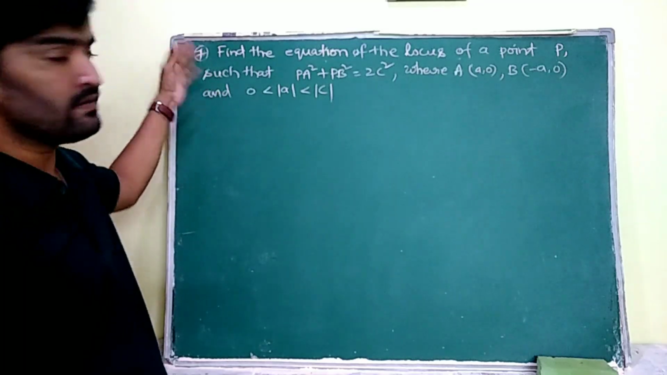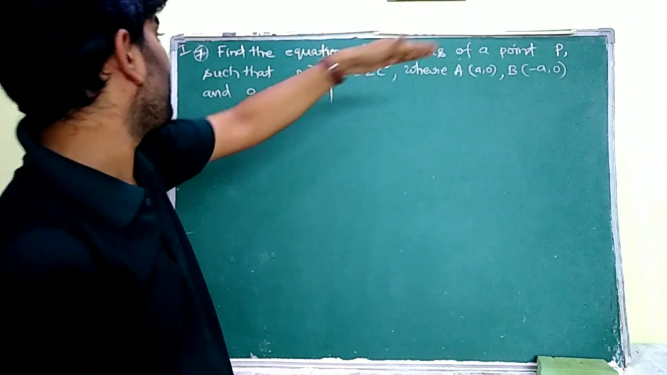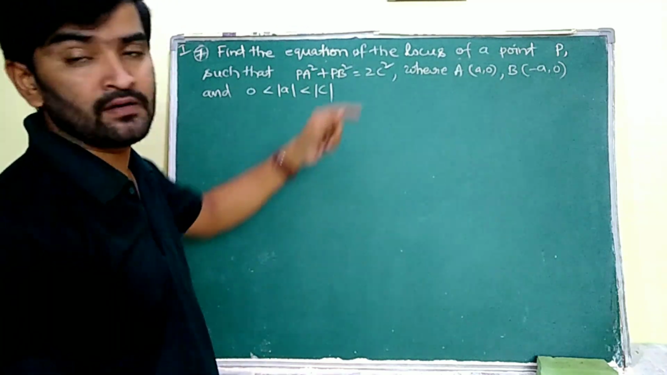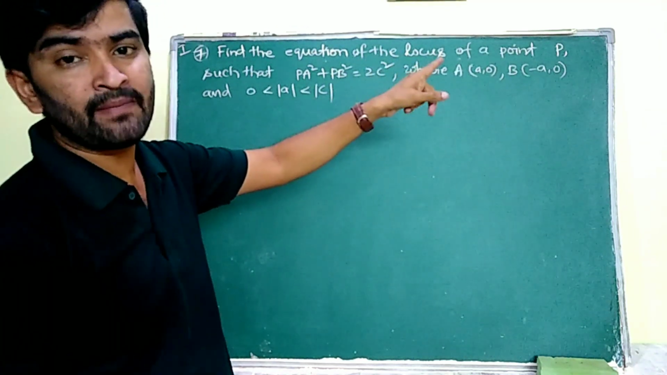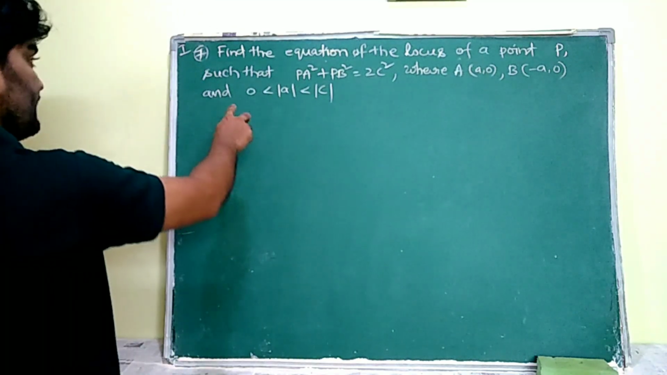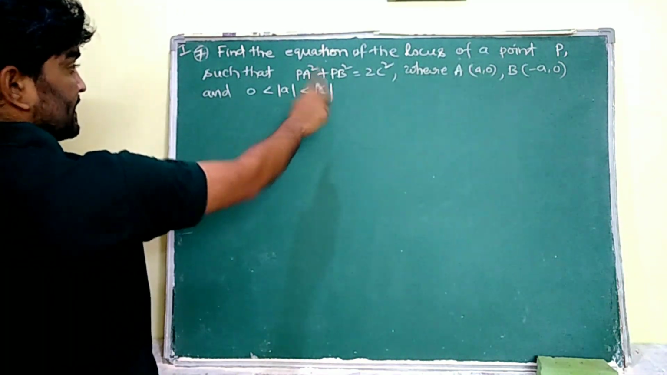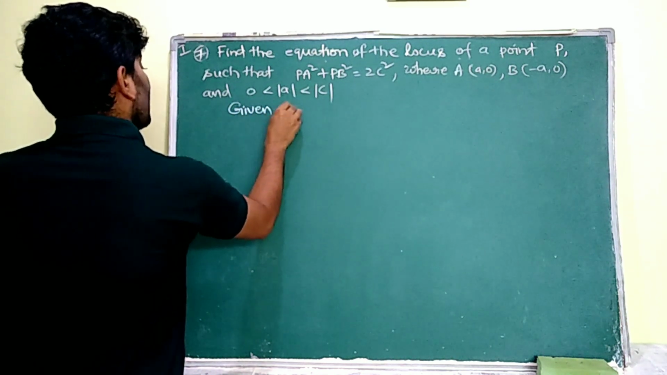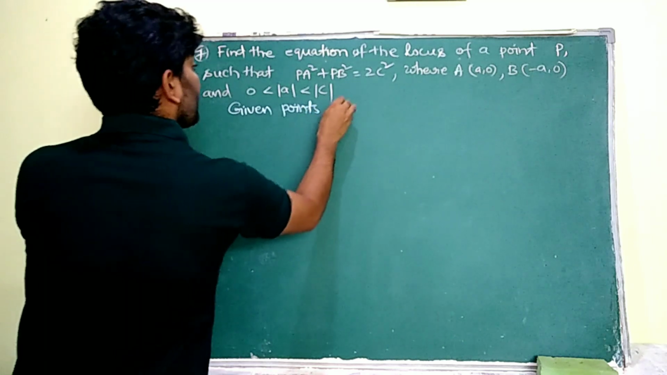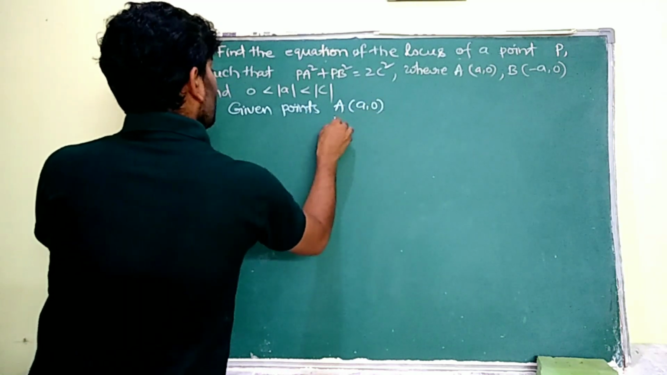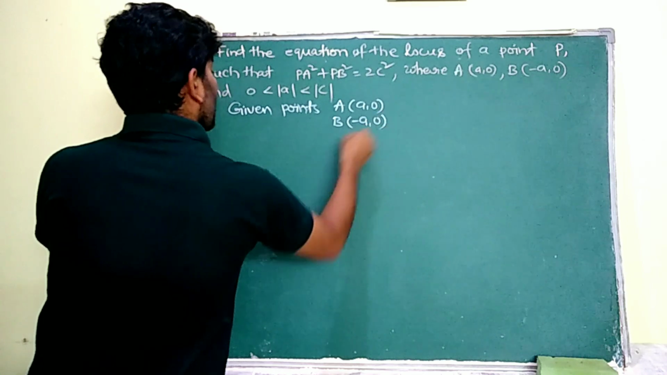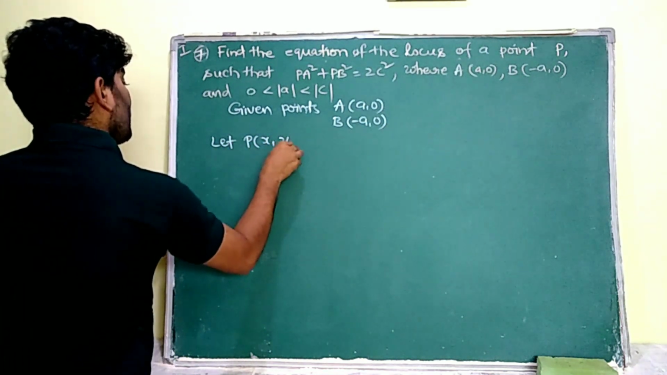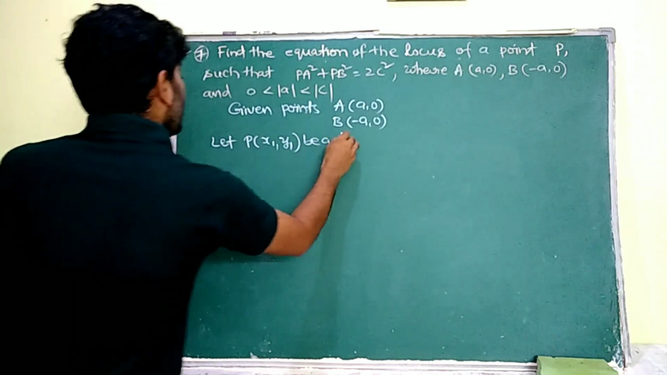Find the equation of the locus of a point P such that PA square plus PB square is equal to 2c square, where A is (a, 0), B is (minus a, 0), and 0 is less than modulus a is less than modulus c. Firstly, write the given points: A(a, 0), B(minus a, 0). Let P(x1, y1) be a point on the locus.